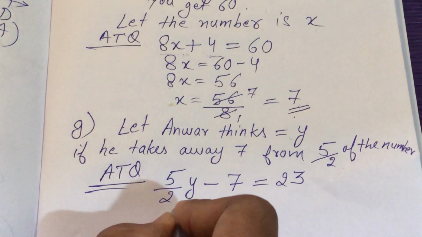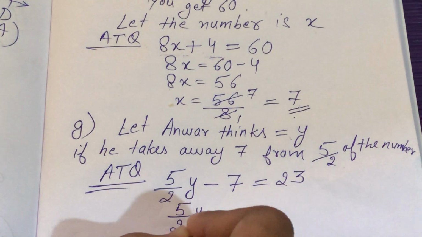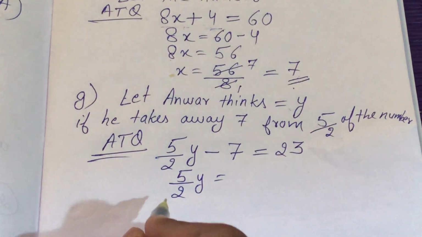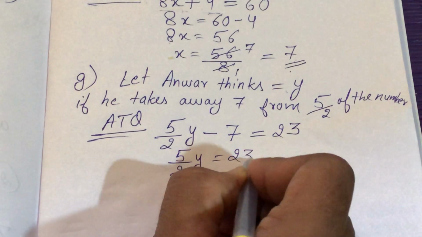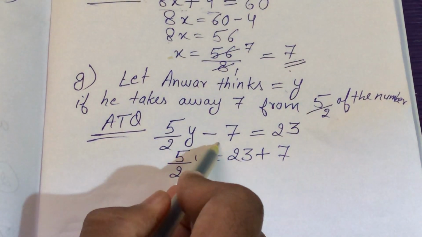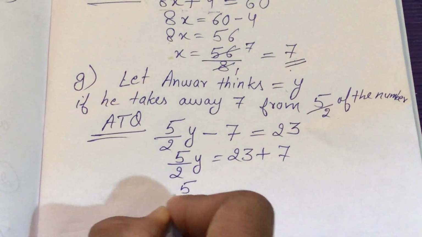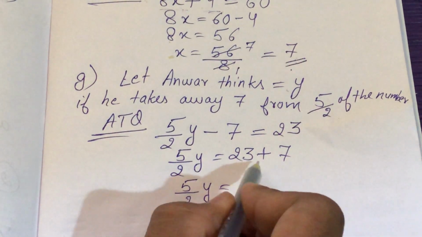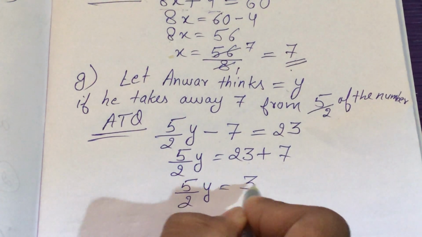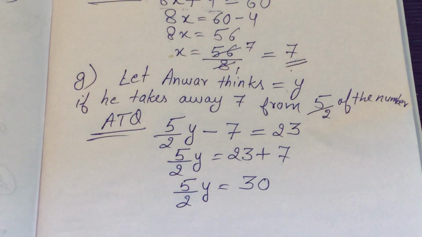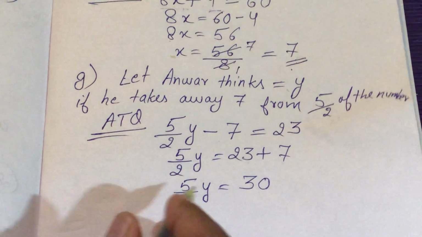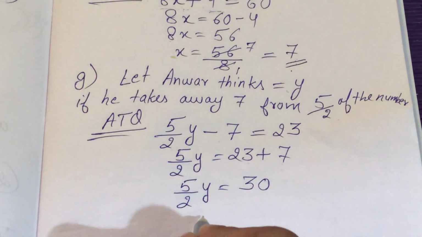So now solve it. 5/2 y equals to how much? 23 plus 7. See, this is minus, so it will move here, plus 7. 5/2 y equals to 23 plus 7, which is 30.